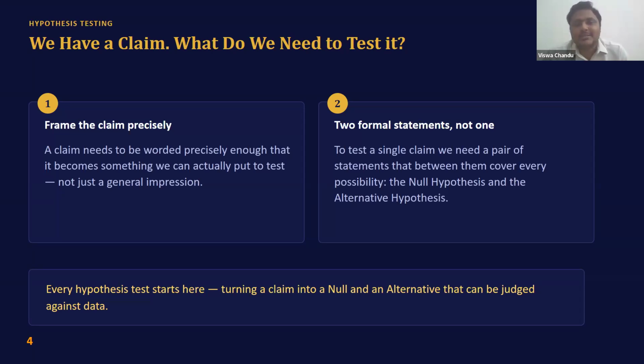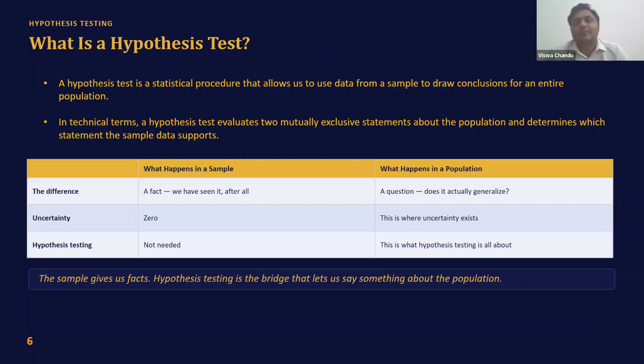Every hypothesis test starts here, turning a claim into a null and an alternative hypothesis that can be tested empirically. Most textbooks do not explicitly say this; the concept is implicit. They clearly talk about what exactly hypothesis tests are, but these words are not so easily said out loud. A hypothesis test is a statistical procedure that allows us to use data from a sample to draw conclusions for an entire population.